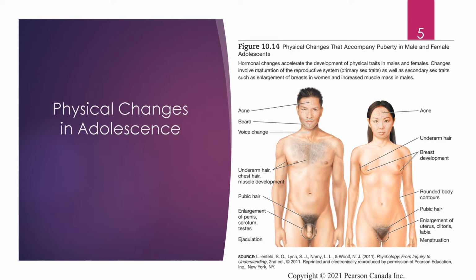So here are some of the physical changes in adolescence, which again I'm sure you're all familiar with. For men, a lot of the time they'll grow facial hair, maybe chest hair, underarm hair, pubic hair, enlargement of the penis, scrotum, and testes, and ejaculation, specifically with sperm. Whereas for females, they tend to have underarm hair, breast development, pubic hair, enlargement of the genitals, and menstruation begins to occur.